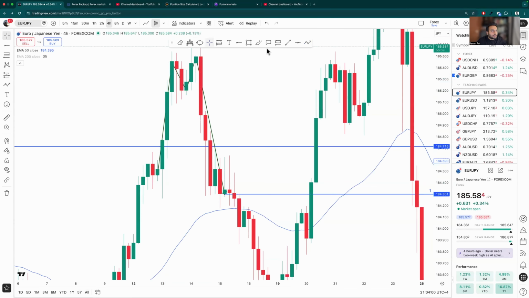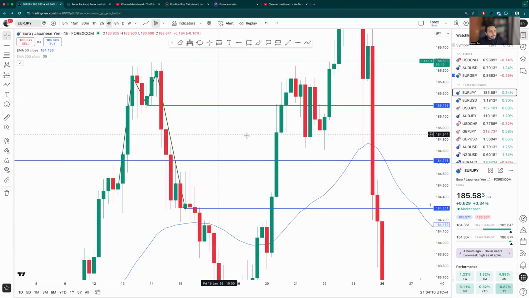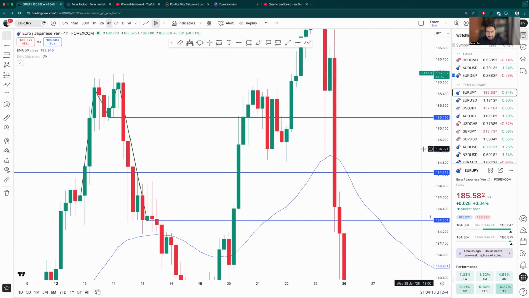Because this structure right here is broken now, because it moved below this. This is the higher low. If price breaks the higher low, then it's creating a lower low. Practice this a lot. It's very important. Watch these videos again. This video will be available tomorrow.